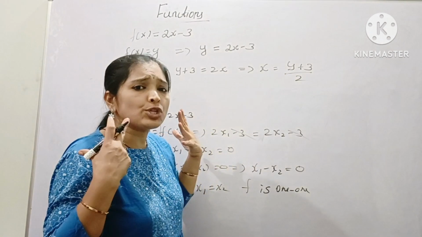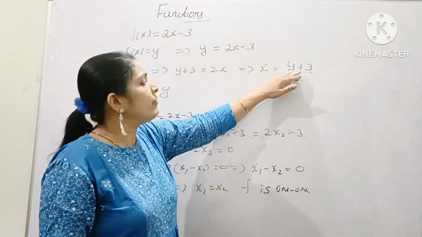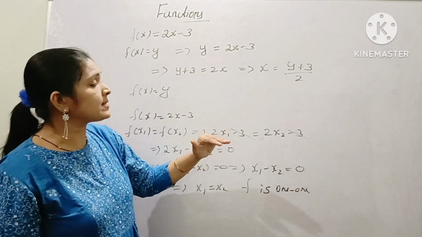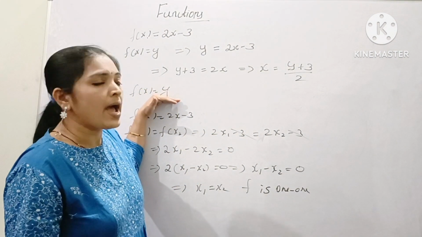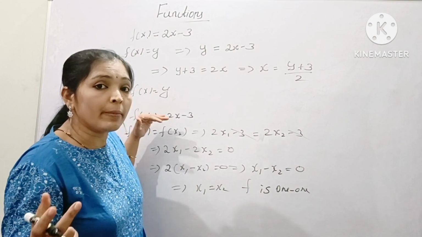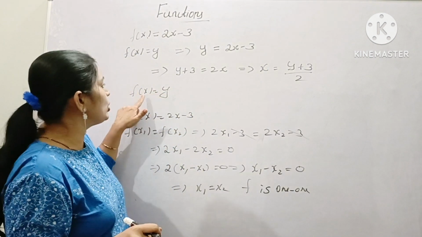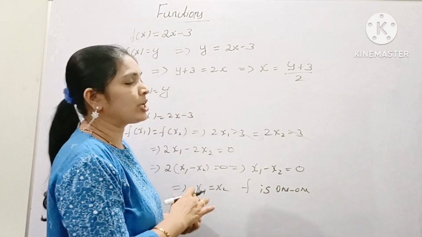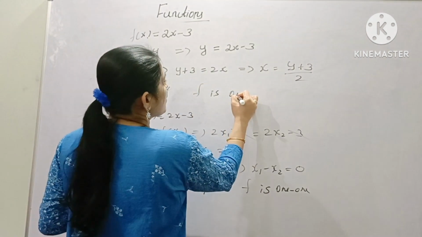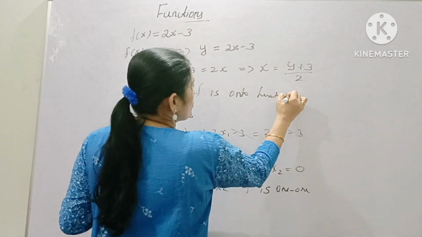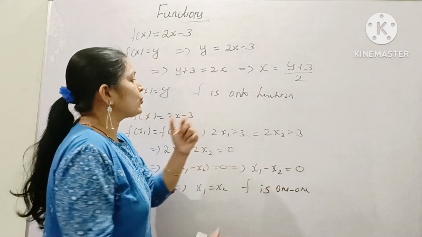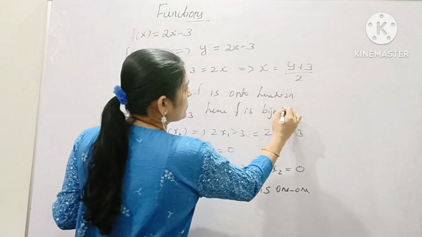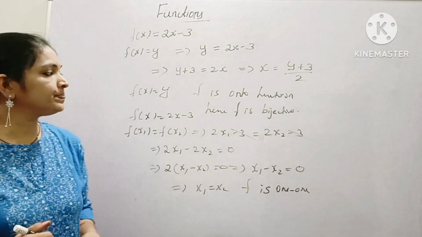Why? Because if we substitute any number here in y, we will get one rational number, right? That is in the domain. So here we can say every element in the codomain has a pre-image in the domain. Therefore it has one pre-image, right? Therefore the given function f is an onto function. So the given function is one-one and onto, hence f is bijective. Okay, understood?